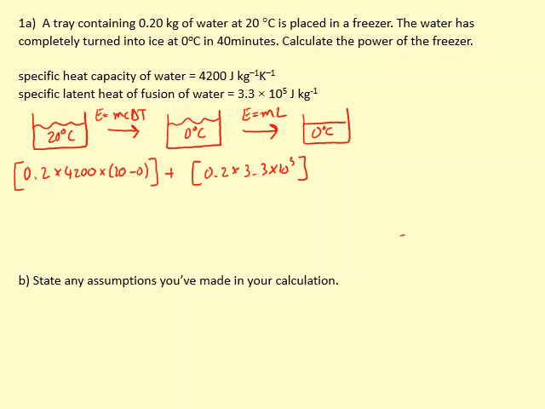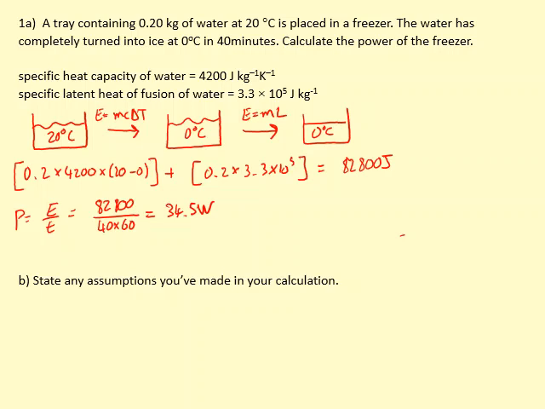Okay, so the total of that, it turns out, is 82800 joules. And if it takes 40 minutes, I just need to do power equals energy over time. 40 minutes times 60 seconds gives me 4.5 watts. Okay, state an assumption you made in your calculation.